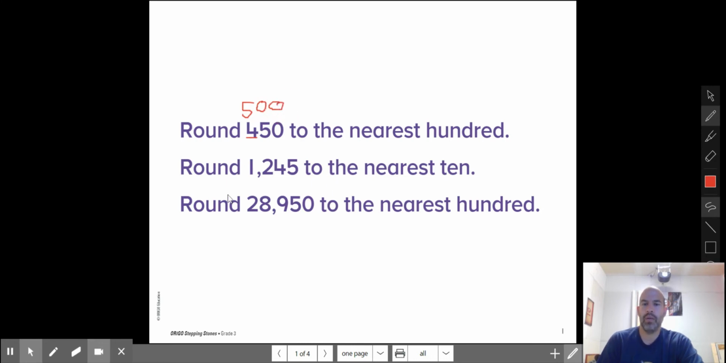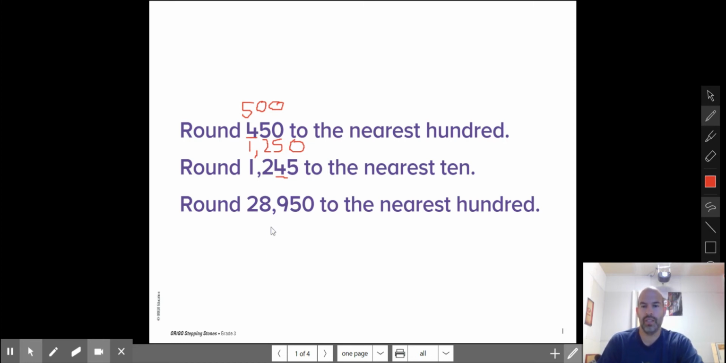Now, it says round 1,245 to the nearest 10. So we're going to look here at the tens place value and look over here at the ones place value. So we see it ends in a 5. We're going to round up again. So this number rounds to 1,250.